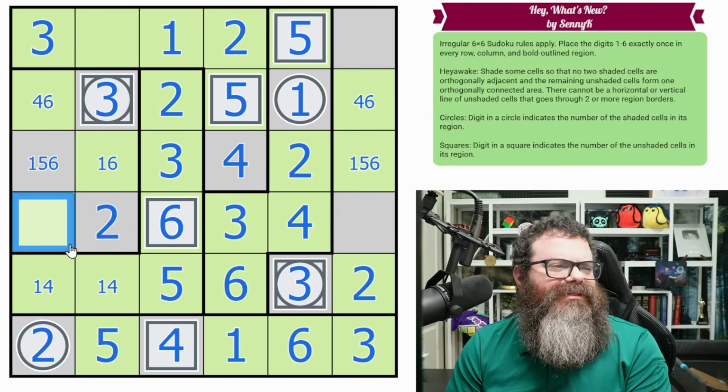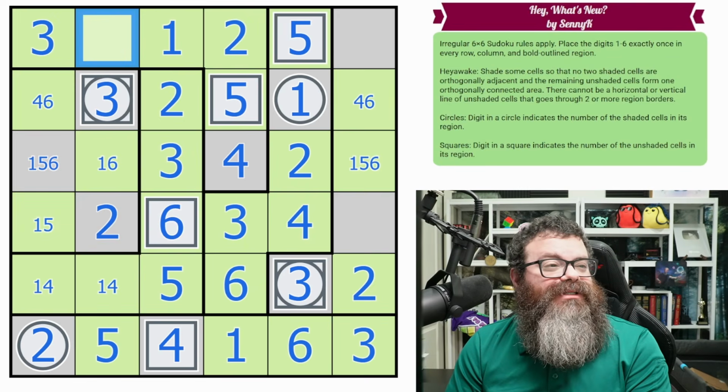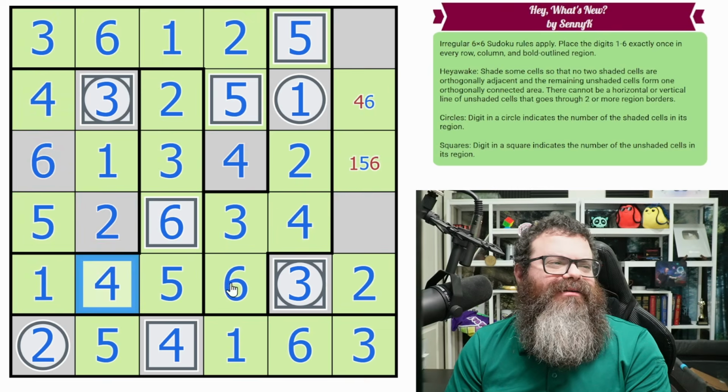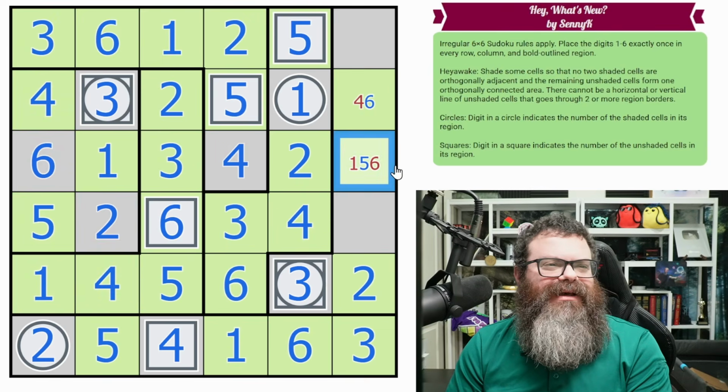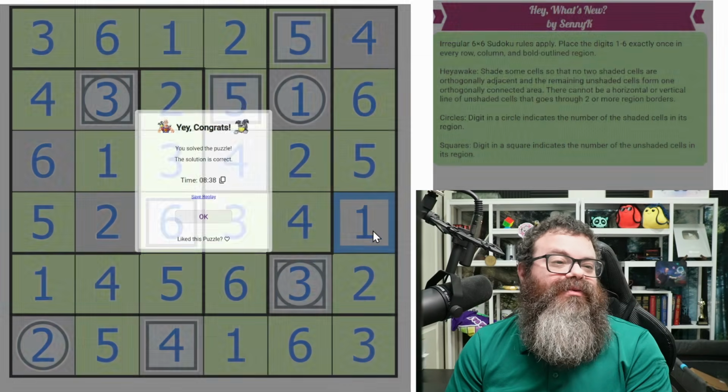1, 4, 5, 6. This isn't 6. It's 1, 4, 5. It's not a 4 either. Oh, this should be done for the region. This is a 6. That gives us 1 and 5 and 6 and 4. That's a 1 and 4. It's actually kind of hard to scan the regions because the coloring doesn't match up with them. This is a 4 and this is a 1, and we're done.